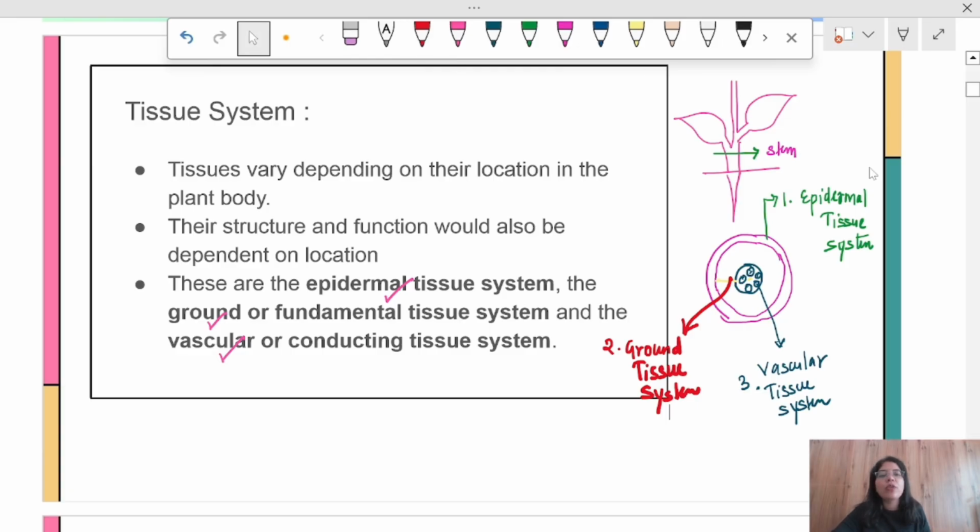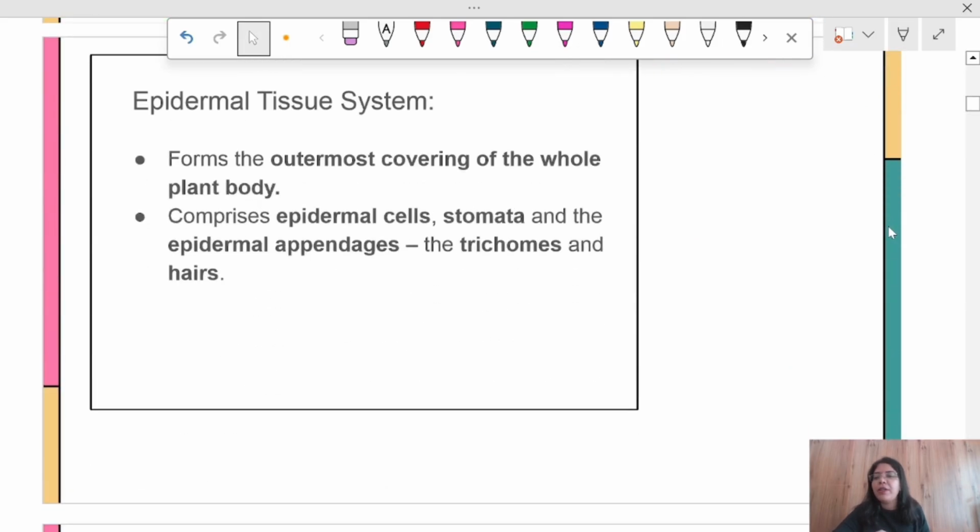Now let's learn about the very first type, that is epidermal tissue system. So if I talk about epidermal tissue system, you can see it is mentioned that it is the outermost covering of entire plant body. Entire plant body is covered by epidermis. Okay. Now this epidermal tissue system has different structures here. So you will be studying first about epidermal cells. Actually epidermal cells make this entire layer, epidermis.